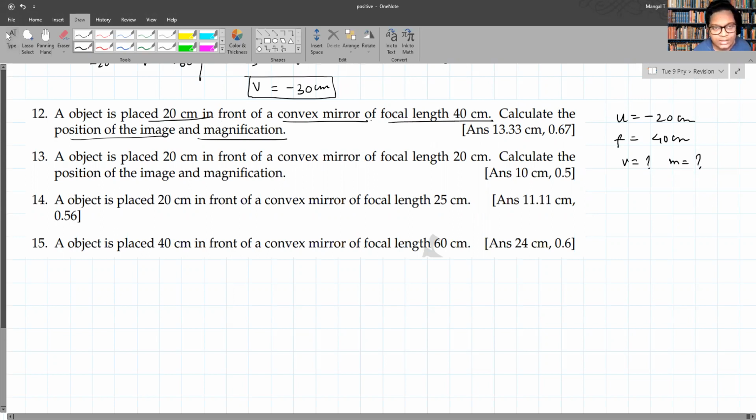Now students, you should understand that a convex mirror always forms a virtual and diminished image. So m will always be positive and this number will always be smaller than 1, always, okay? So if you get any other number, you should understand that you have done some mistake in the calculation. So, and v value will always be positive.